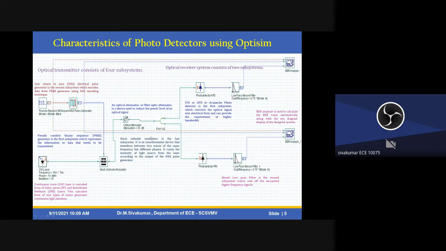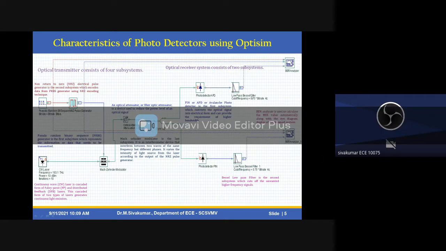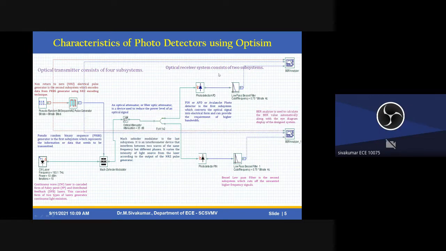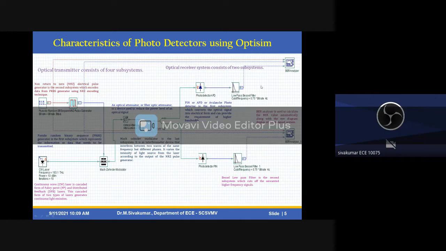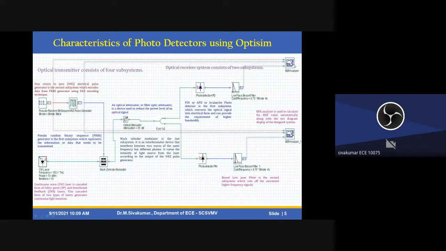Now you understand this concept. This is your optical transmitter, this is your channel, and this is your optical receiver system. The optical receiver has 2 subsystems: one is the photodetector and the other is the filter subsystem. The low pass Bessel filter is the second subsystem, which cuts off the unwanted higher frequency signals. Then finally, for analysis purposes, we include both the BER analyzer and the eye analyzer. In place of the BER analyzer you can also use the eye analyzer block.